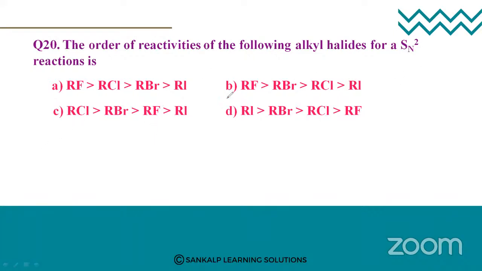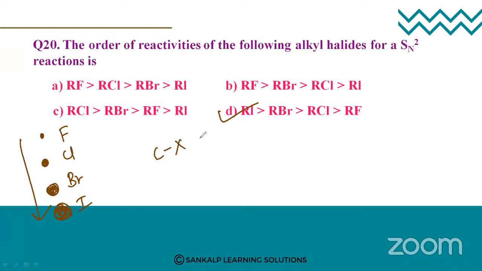The answer is D. We know that as we go down group 17, fluorine, chlorine, bromine and iodine, what will happen to the size? The size will go on increasing.